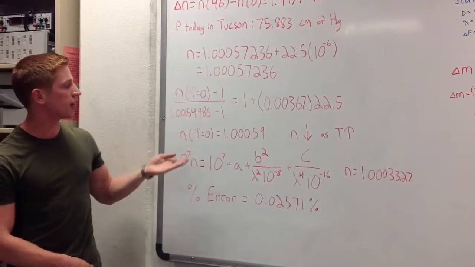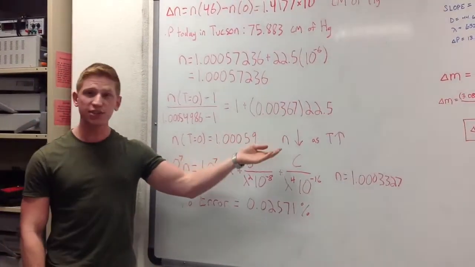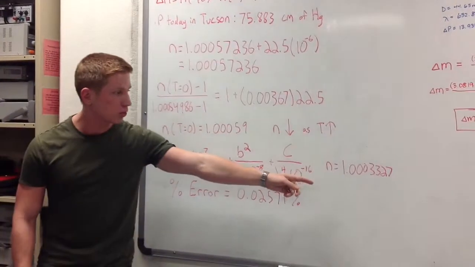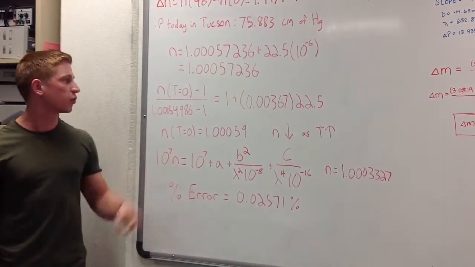This equation was used to find the refractive index of air at T equals 0, which was 1.00059, which showed that refractive index decreases as temperature increases. This other equation was also used to find the same refractive index of 1.0003327, which had a percent error of 0.02571 from the other value.